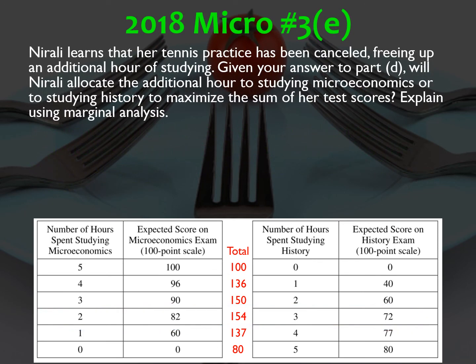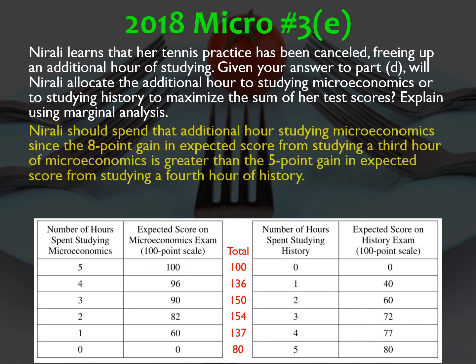Part E, Nirali learns that her tennis practice has been canceled, freeing up an additional hour of studying. Given your answer to Part D, will she allocate the additional hour to studying micro or to studying history to maximize the sum of her test scores? Explain using marginal analysis. So she should spend the additional hour studying micro because she's going to get 8 points from studying a third hour of micro, whereas she'll only get 5 points for studying a fourth hour of history. So she can get 8 points of micro for 5 points of history. She's going to spend that extra hour studying micro.